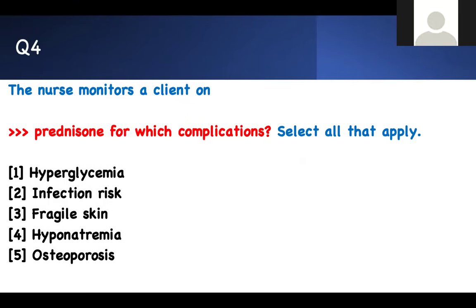Therefore, what? Number 1, hyperglycemia. It's asking about a complication of what? Prednisone, which is the steroid. Infection risk is going to be high. Your skin is going to break easily. Your sodium is going to be high, and you're going to have osteoporosis. It's a select all that apply. You don't have to pick everything. Pick those that you're confident about. Therefore, 1, 2, 3, and 5 are your right answers. This you have got to know regarding steroids.